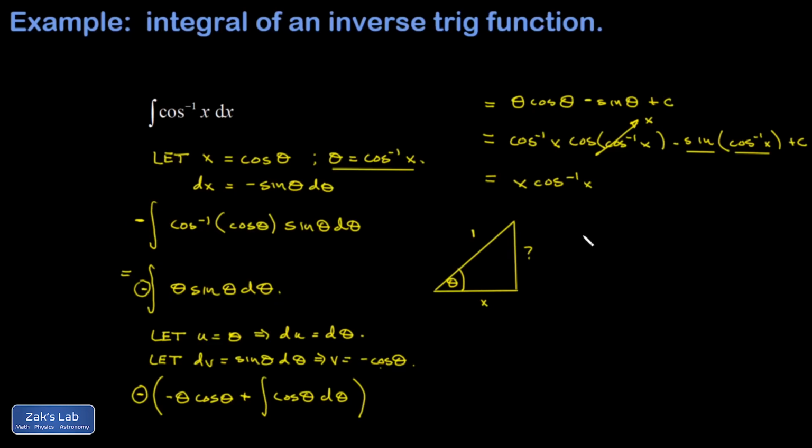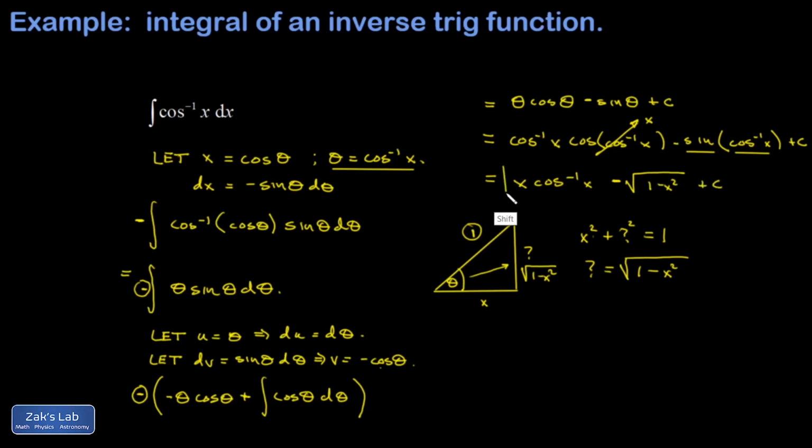So to be explicit about the algebra, I can say x squared plus this missing side, question mark squared, is equal to 1 squared. I subtract x squared from both sides and square root the result, and I find out that my missing side is the square root of 1 minus x squared. And this means that the sine of the angle whose cosine is x, you would take the opposite side, which I now know is the square root of 1 minus x squared, and divide by the hypotenuse, which is just 1. And I have the sine of the angle whose cosine is x. So that's just square root 1 minus x squared. Don't forget to write that plus c in your final answer. And we have the integral of the inverse cosine function.